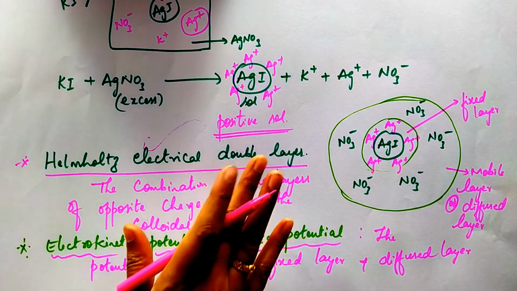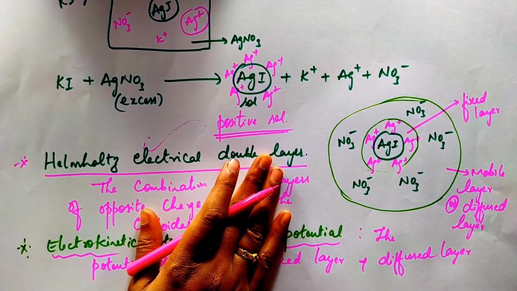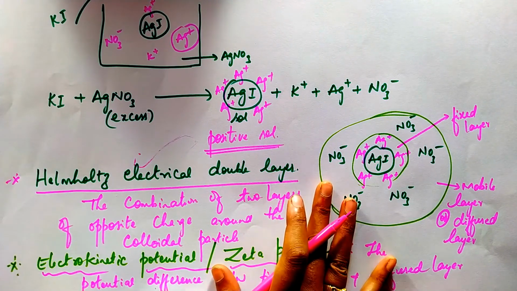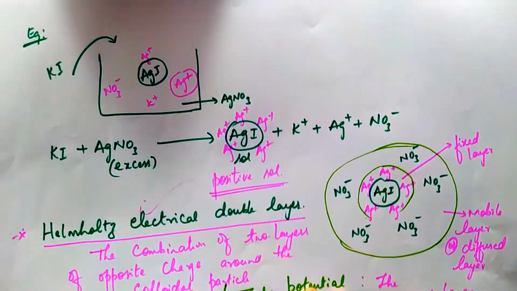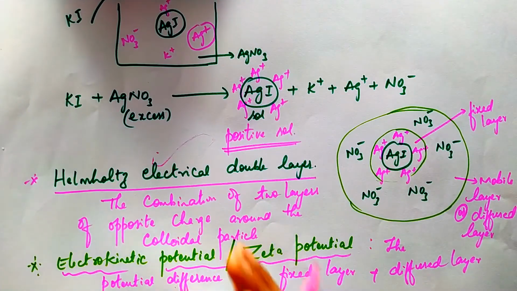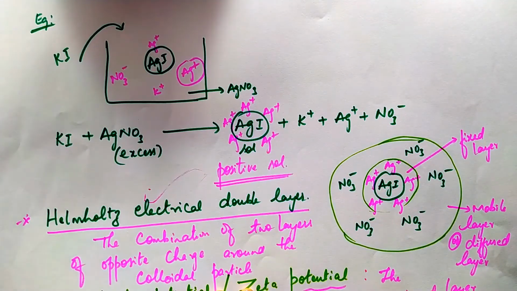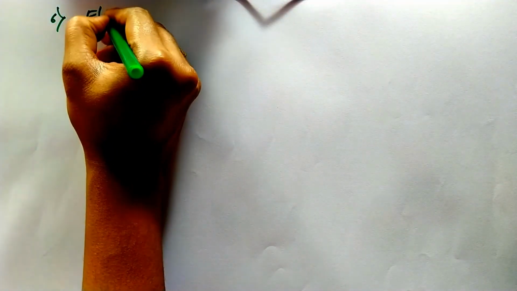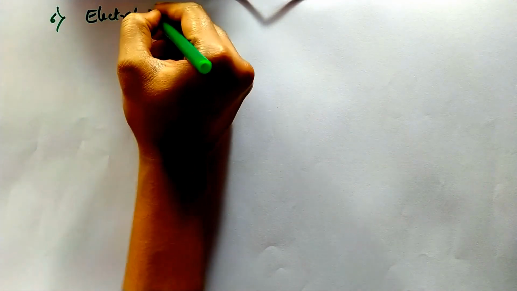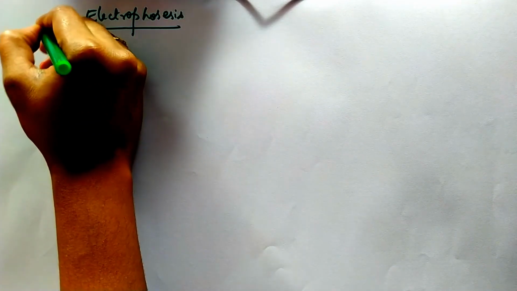So this is all about the charge on colloidal particles. I hope you all understood how the colloidal particles get charge on their surface and also about the potential developed between the two layers. Okay, then let us move on to the next point, that is the sixth point. The sixth one is electrophoresis. Again, this is also very important for the examination.